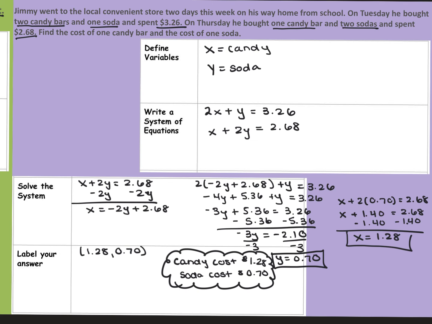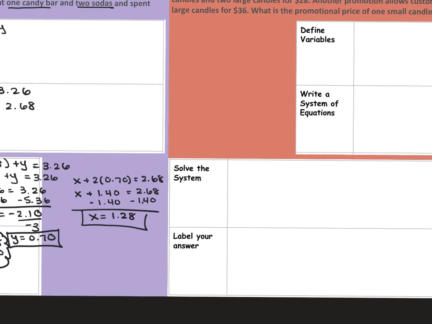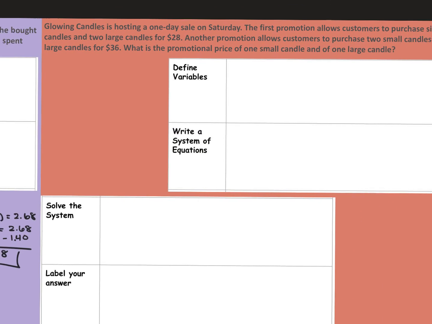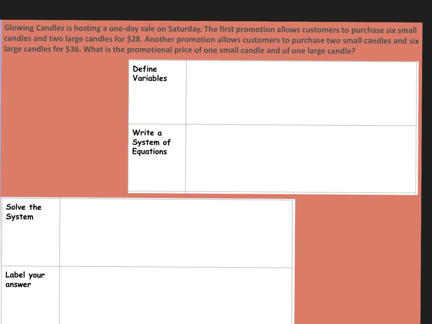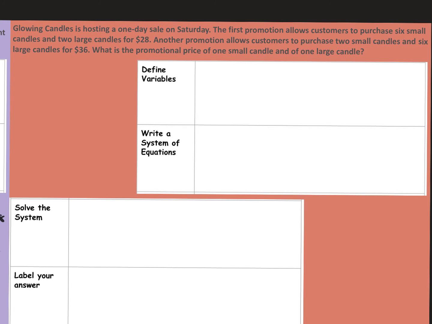All right. Let's take a look at the third example. So what I want you to do, using and applying the knowledge that you've learned not only from this lesson and the 2 previous examples, but your knowledge of systems of equations. And I want you to go through this word problem, define your variable, write your system, solve your system, and then label your answer. All right.